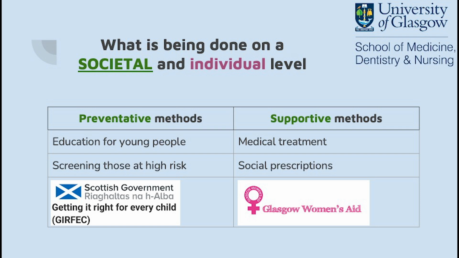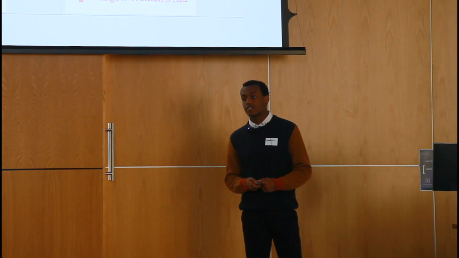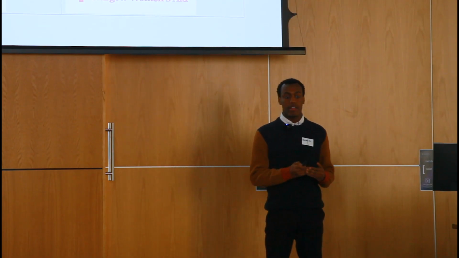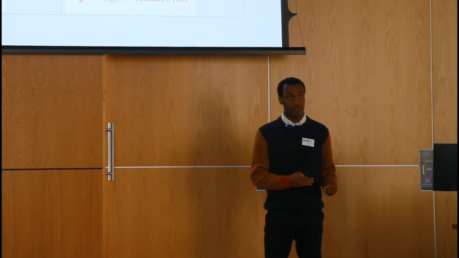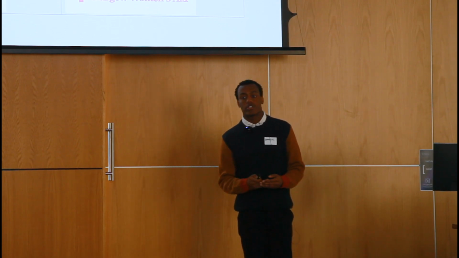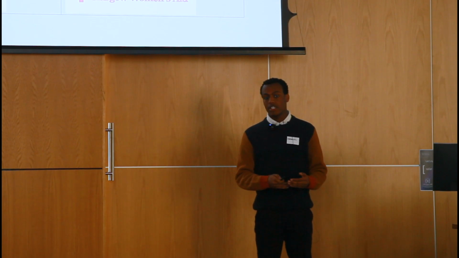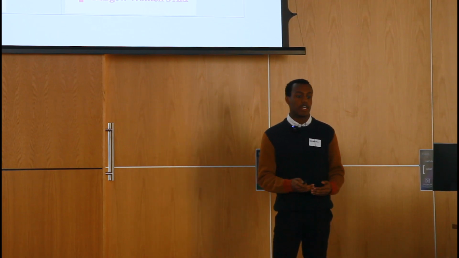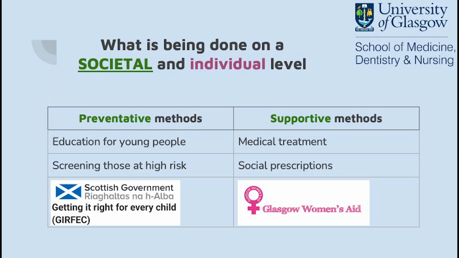So if we focus now on what can be done about these adverse childhood experiences, on a societal level to begin with, you can look at preventative methods and supportive methods. Preventative methods look at preventing these adverse childhood experiences from actually happening in the first place, and supportive methods look at treating the people who've already experienced these negative experiences in the household. Preventative methods include educating young people on what they deserve in the household, the standards that they should be looking for in schools, sports clubs, and with their family.